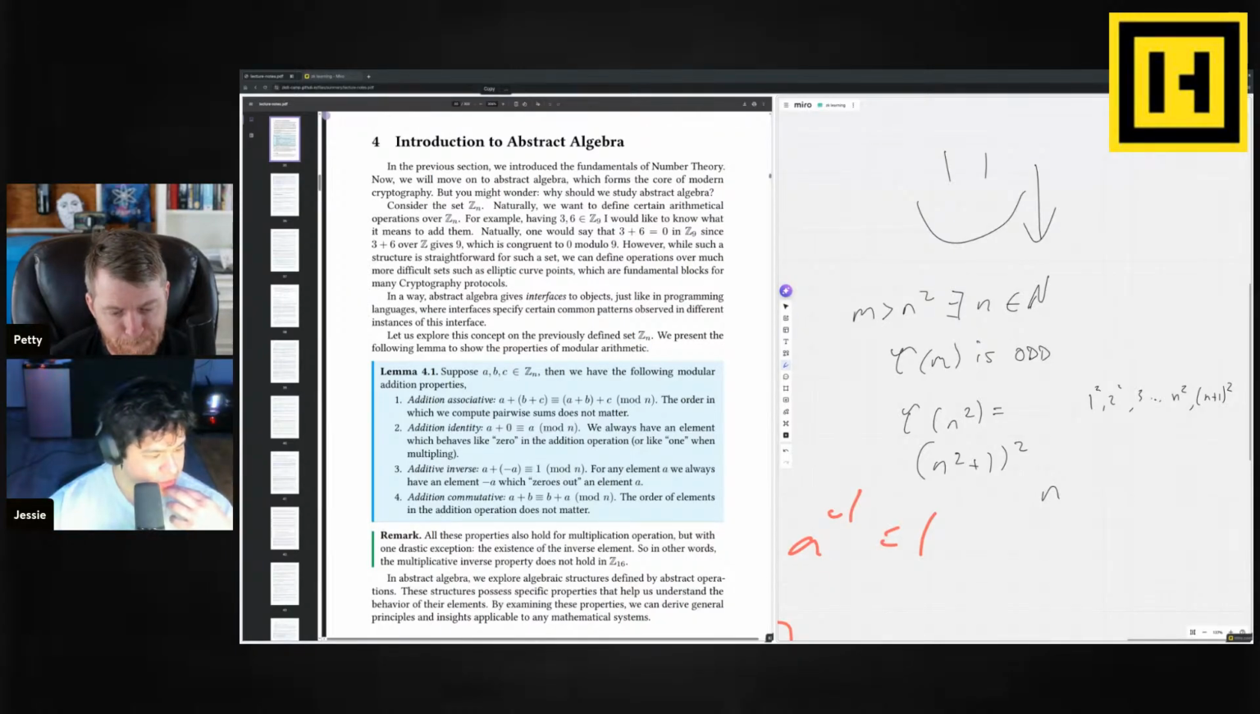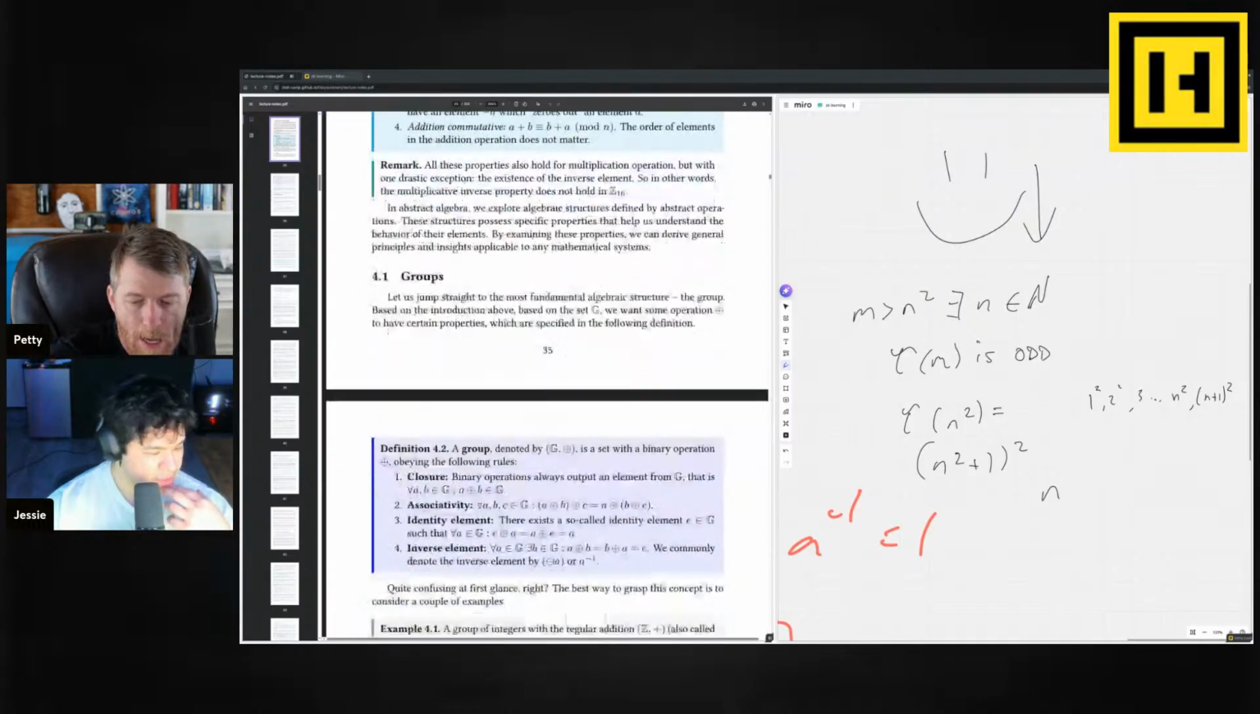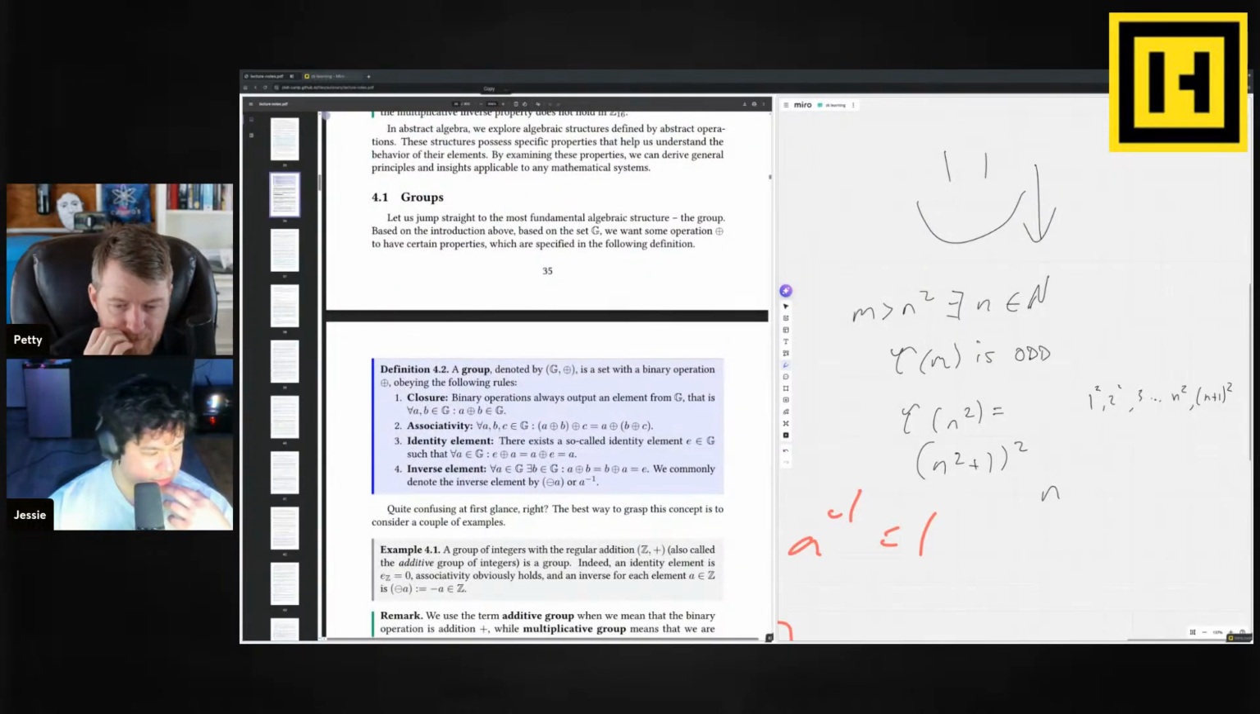Remark: all these properties also hold for the multiplication operation, but with one drastic exception, the existence of the inverse element. In other words, the multiplicative inverse property does not hold in the integer set Z modulo 16. In abstract algebra, we explore algebraic structures defined by abstract operations. These structures possess specific properties that help us understand the behavior of their elements. By examining these properties, we can derive general principles and insights applicable to any mathematical systems.